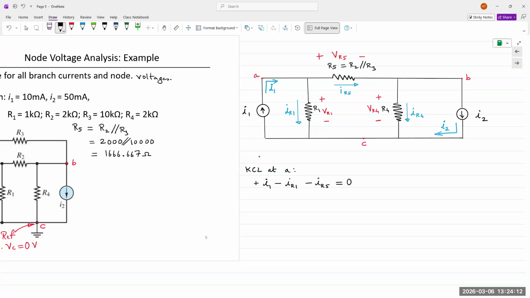Then apply Ohm's law, VR1 over R1, VR5 over R5. After applying Ohm's law, I expressed each branch current in terms of the resistor voltage. Now, express each resistor voltage in terms of the node voltages. And VR1 is now VA minus VC.